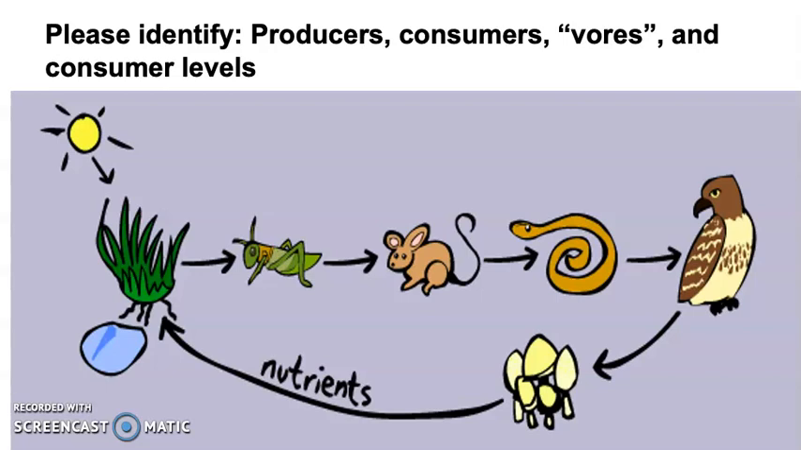If you got them, fantastic. Here we have a producer. Everything that eats is a consumer. We have carnivores. We have an herbivore, the grasshopper. Primary, secondary, tertiary consumer. In this case, we actually call the hawk a quaternary consumer.